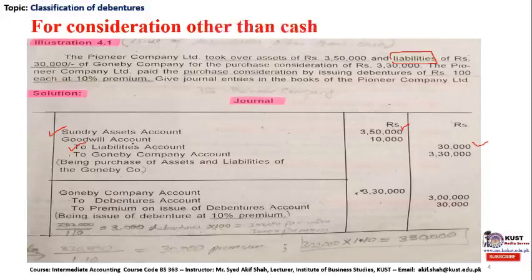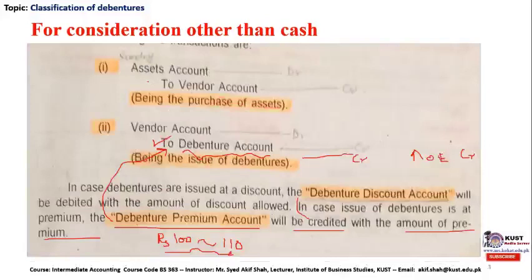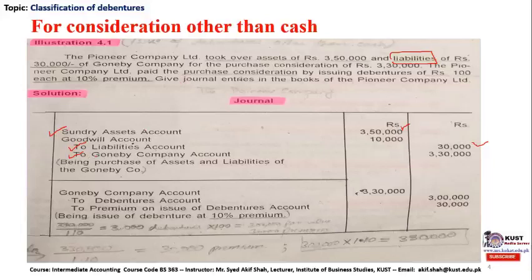Finally, the vendor account needs to be credited, which is a temporary account, gone by company limited, as we have learned from the previous slide that vendor account needs to be credited and sundry account supposed to be debited. So we have done the same. Sundry asset account has been debited, and the vendor account, which is the gone by company who is going to sell this asset and liability to the Pioneer Company, will be credited.